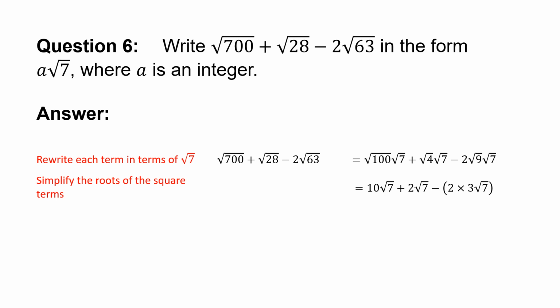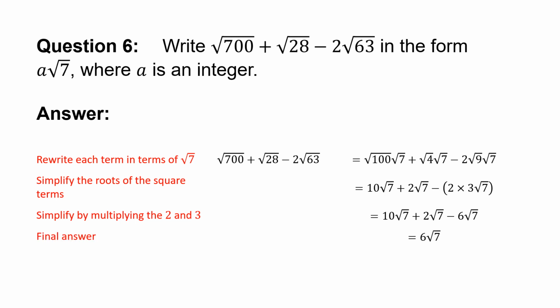Well, luckily, all of these terms before the root 7 have nice integer values. So root 100 is 10, root 4 is 2, and root 9 is 3. So we have 10 root 7 plus 2 root 7 minus 2 times 3 root 7. So working this out, we get 10 root 7 plus 2 root 7 minus 6 root 7. And this will simplify to 6 root 7 in total.